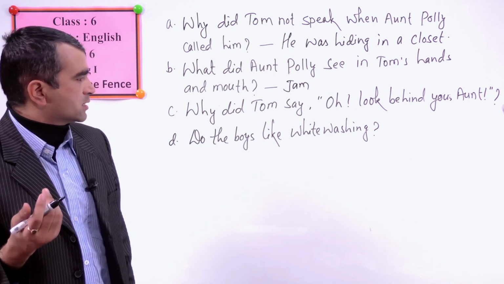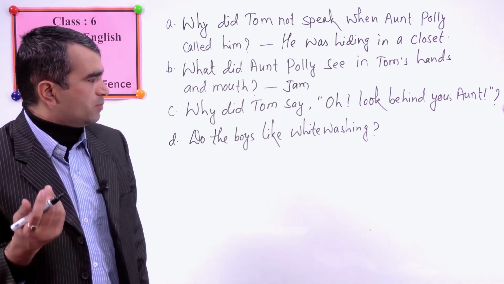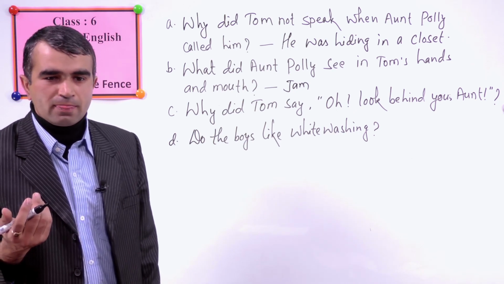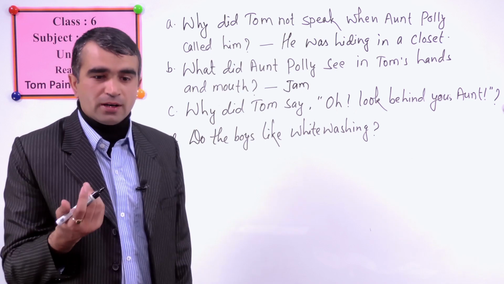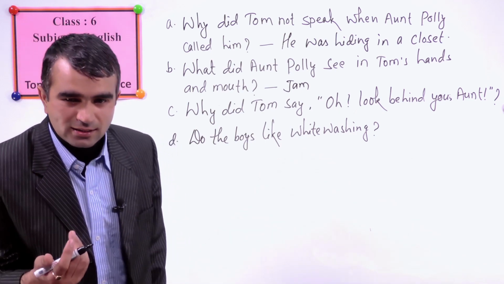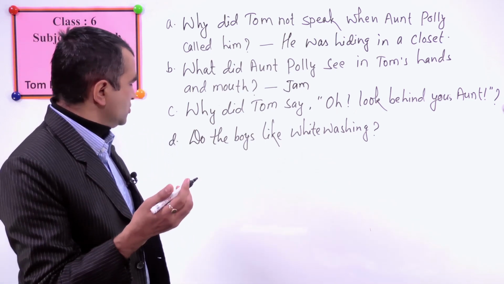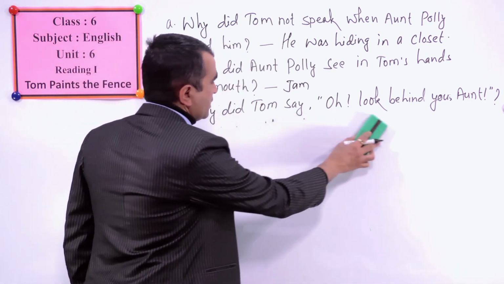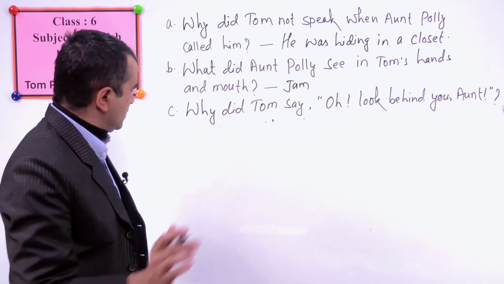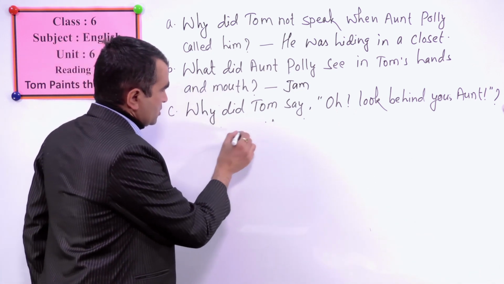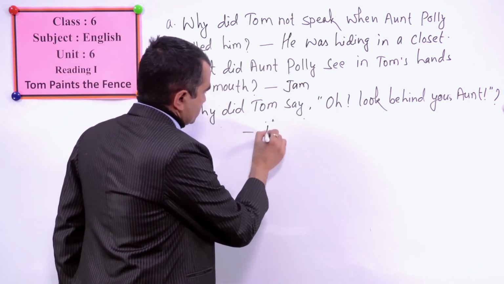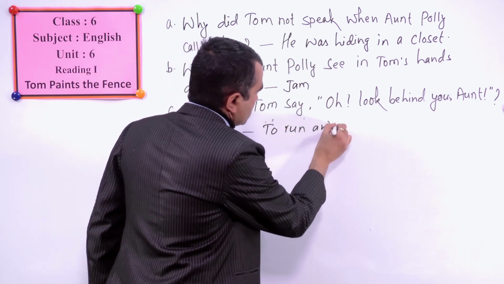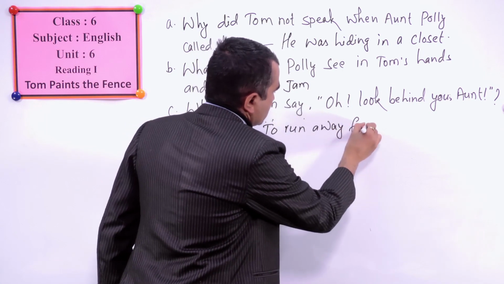And why did Tom say, "Oh, look behind you, Aunt"? Why did he say? Yes, to go away, to run away. Is it? Good, very good. To go away or to run away from there, because she was scolding him, and then he did it to run away from there.